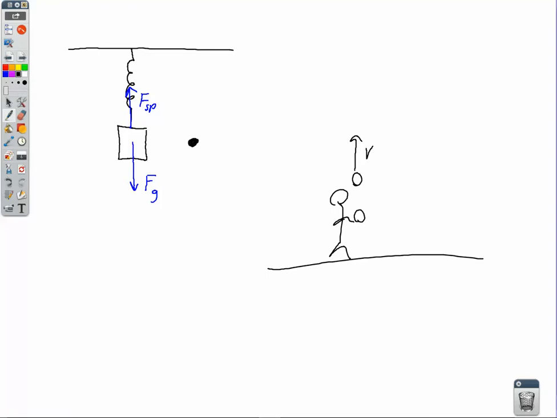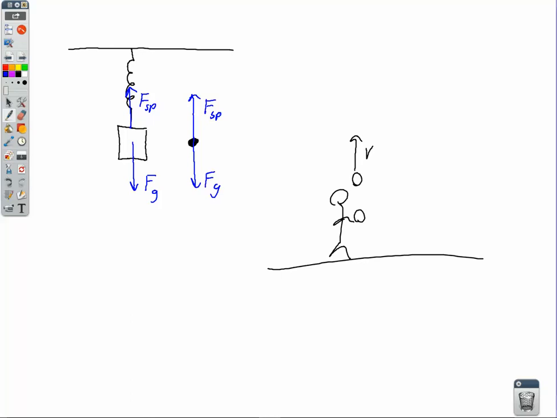Here is the free body diagram. That dot represents the box. We've got gravity going down, and we've got the spring force going up. Okay, there we go. All right. Now let's get to the ball. So what does the free body diagram for the ball look like when it's in the air?